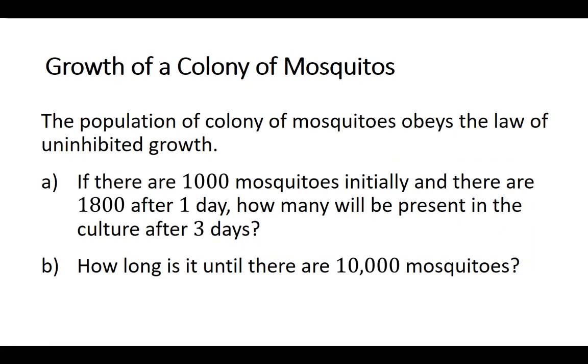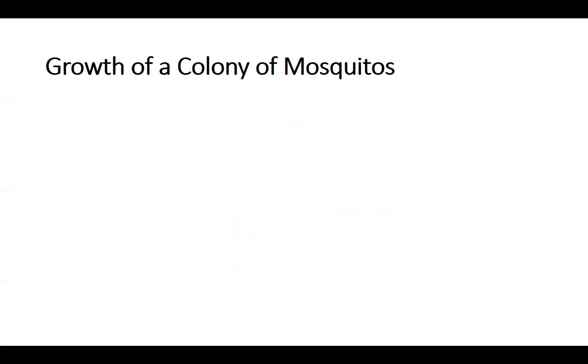The only thing we're missing here is the growth constant. But we have what we need to calculate the growth constant. Once we have the growth constant, we can put it in, and then we can plug in our other value of t, 3, and find out how many there will be at that point. And then once we've got that, then we can also deal with determining when there will be 10,000 mosquitoes.